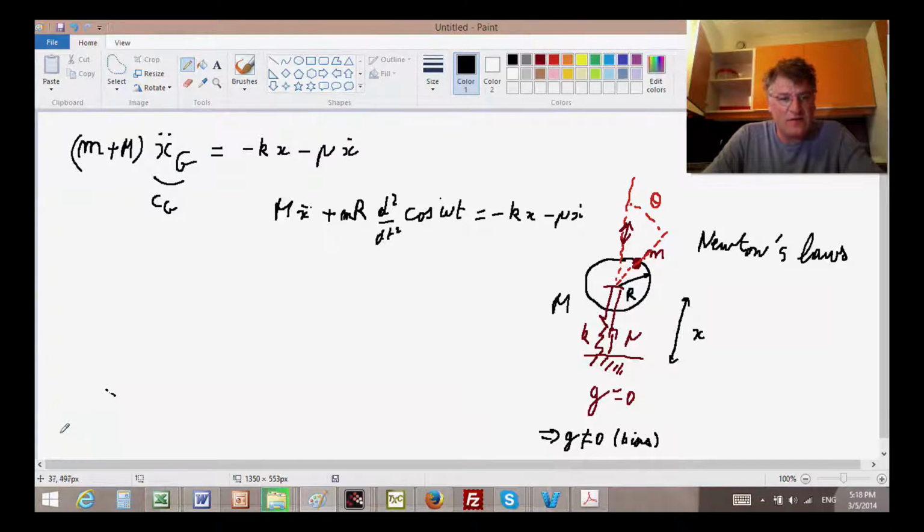We get the first equation, which is M x double dot minus m omega square r cosine omega t is equal to minus kx minus mu x dot. Now really, we don't need any other equations because this equation gives us everything we want.